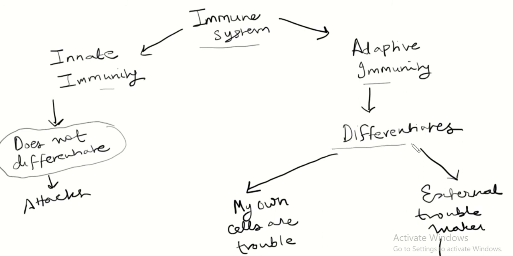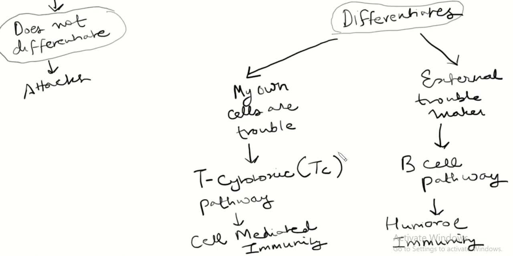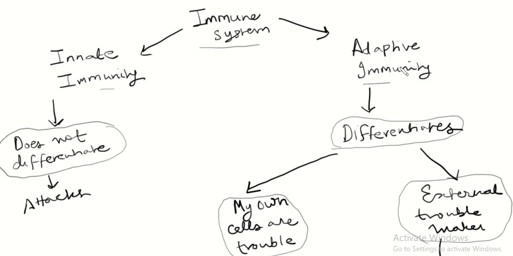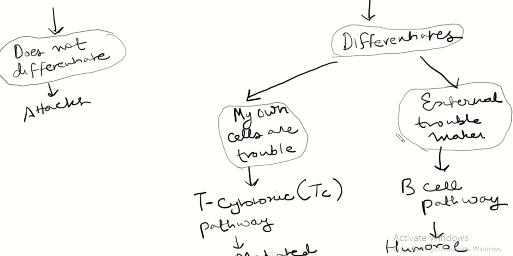Adaptive immunity, on the other hand, differentiates. So I need to know, are these internal troublemakers, or troublemakers that got inside the cell and are now creating trouble, or are they external troublemakers? Okay? Because remember, adaptive immunity differentiates.